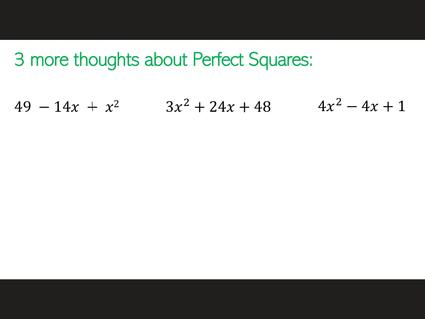All right, I have 3 more thoughts about perfect squares. First of all, it is okay to have the variable at the end. We're just going to do this. The square root of 49 is 7. The square root of x squared is x. I'm going to put a minus there because that's in front of the 14, and I'm done.